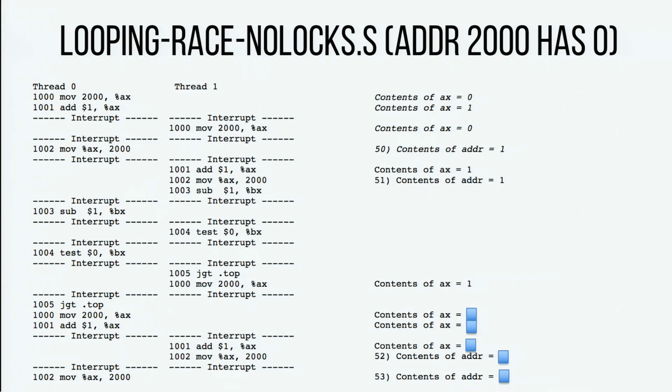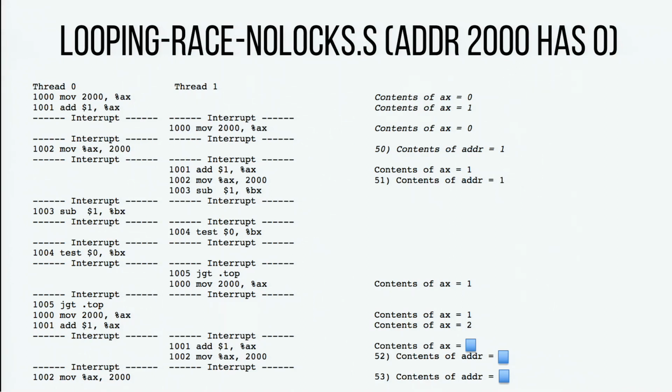We switch back to this one. We move what's at 2000 into AX. That's 1. We add 1 to that. That's 2. We add 1 to this one, which will be this statement here. What will the result of this one be?